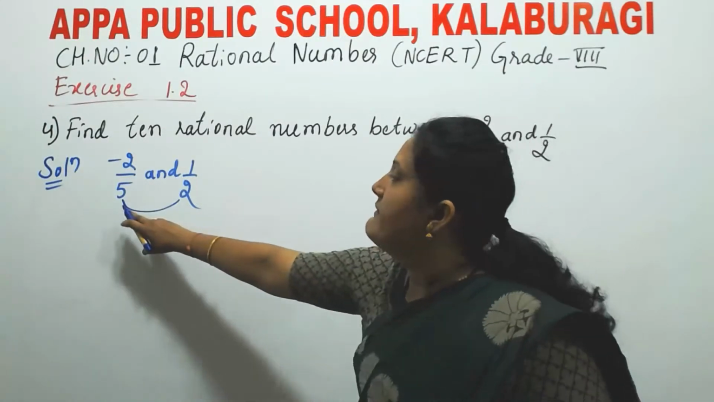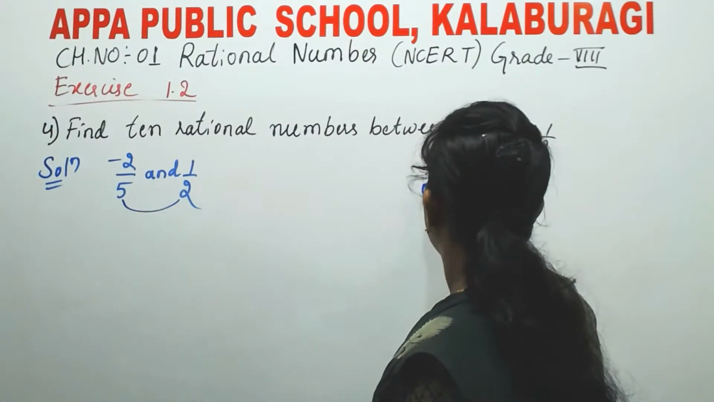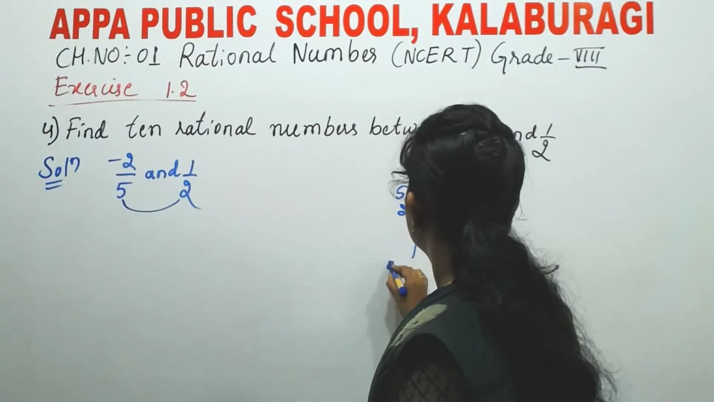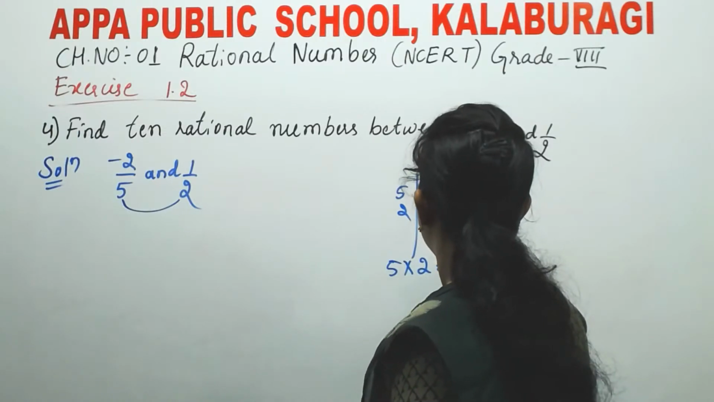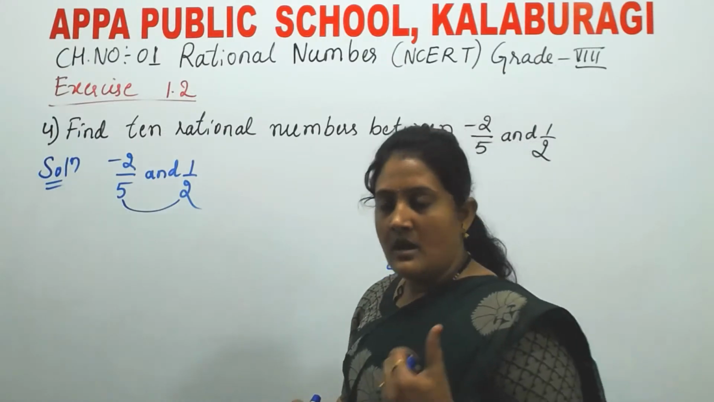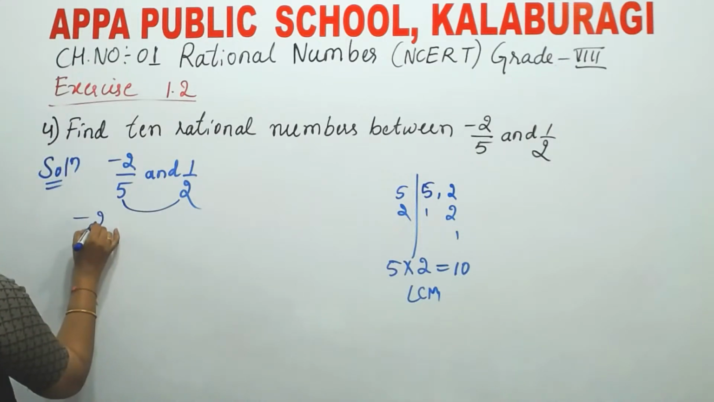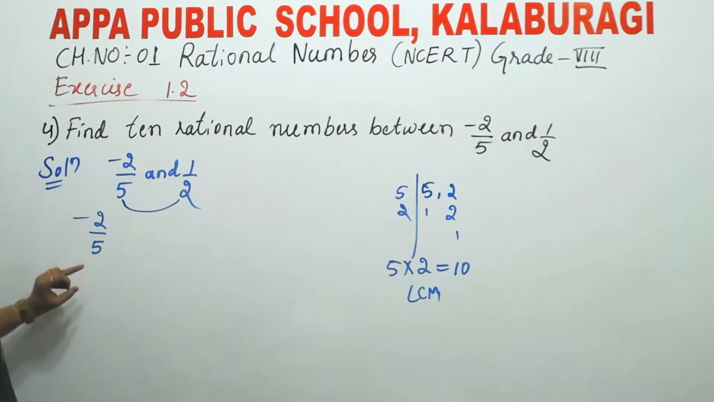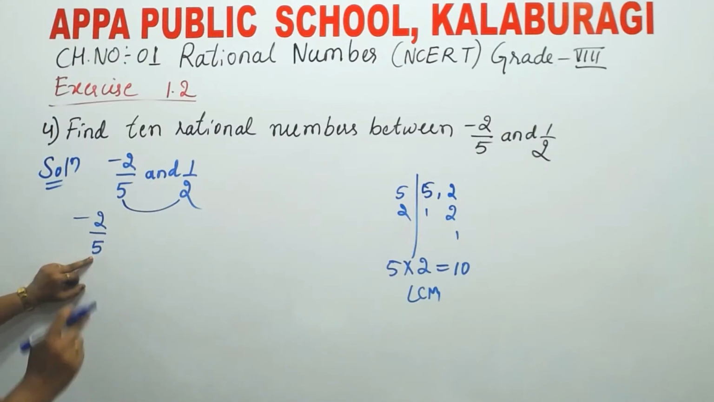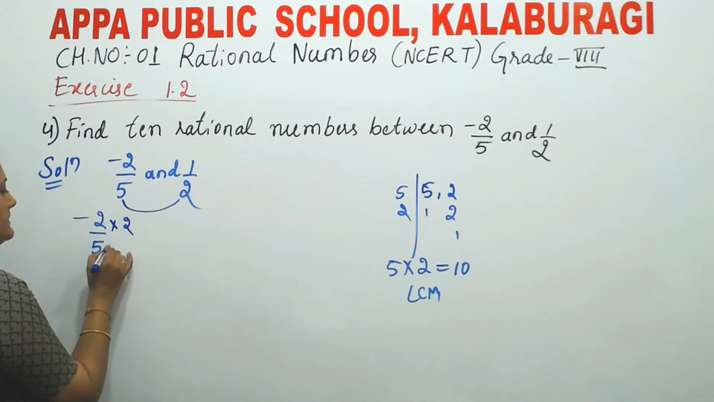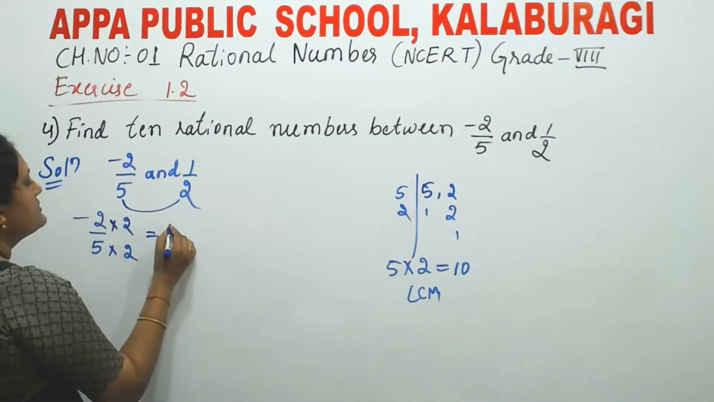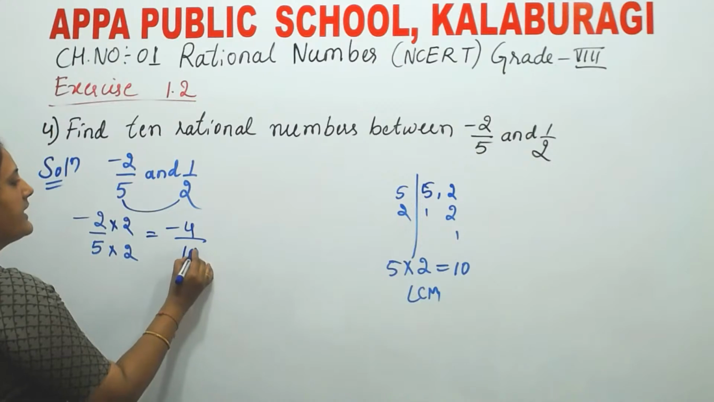Okay? Now tell me. 5 and 2 are different denominators. So first we will take the LCM. 5 is a prime and 2 is a prime. So what is the LCM? 5 into 2, that is 10, will be the LCM, right? Yes. Next, first minus 2 by 5. If we want 10 in the denominator, what do we have to do? We have to see 5 into how much is 10? 2. So that 2 we have to multiply with the numerator and the denominator. So 2 2s are 4, minus 4. 5 2s are 10. Right?